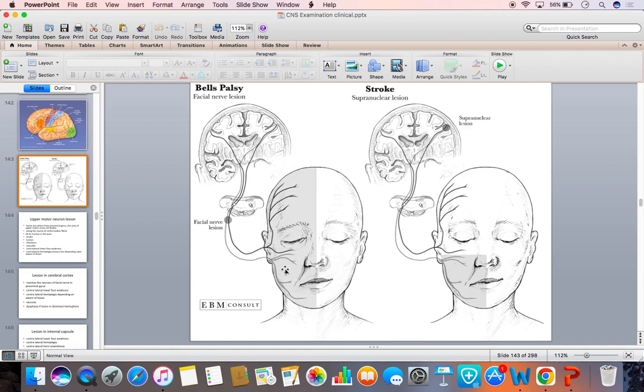So this picture shows the upper motor neuron lesion signs and the lower motor neuron signs. Bell palsy is a lower motor neuron lesion, so it causes total facial paralysis on the side of the lesion. This is important. Whereas stroke is an upper motor neuron lesion. It affects the contralateral face, involving the muscles of the lower face and sparing the upper face.